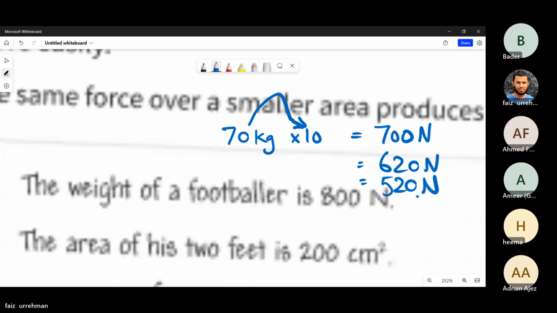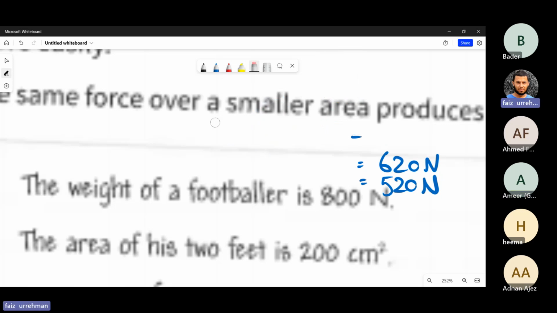Later, maybe this year or next year, you will learn that this is not 10, it is 9.8 something. But to make it rounded off, we use 10 to make things easier. But actually it's not 10.